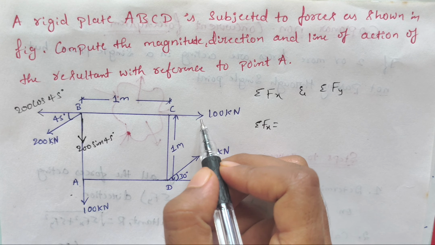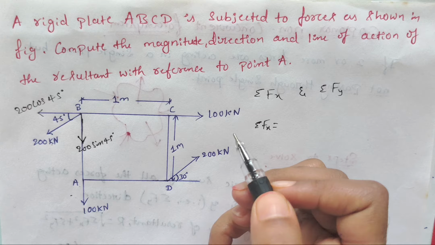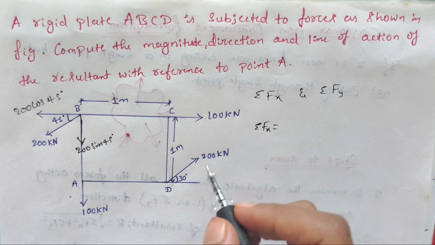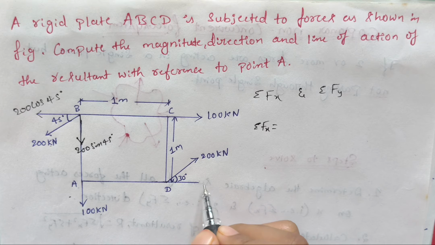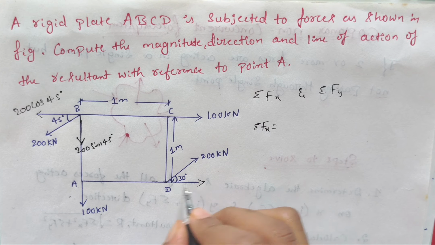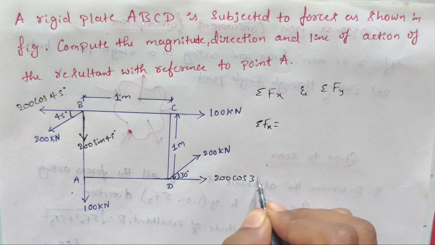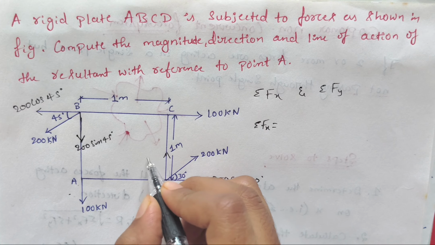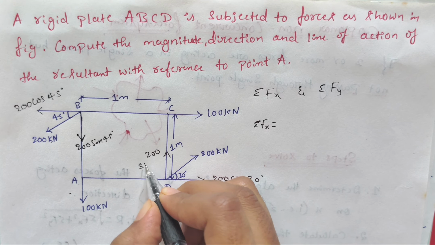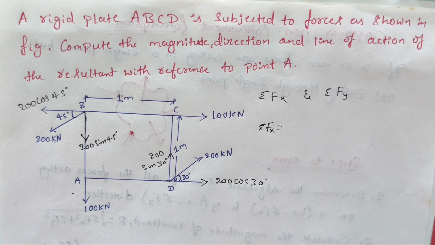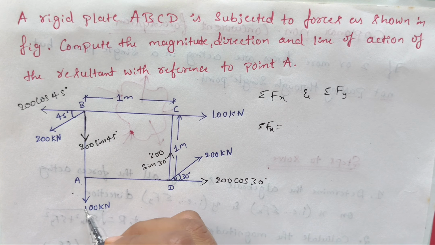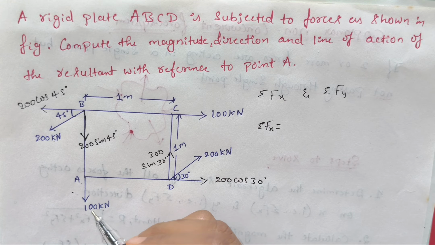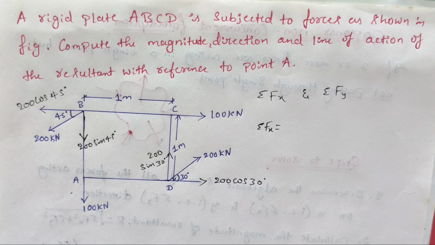And this force is purely on the x-axis itself. There is no inclination, so we are not going to find any horizontal and vertical component for this. Next, come to this inclined force. This horizontal force will be 200 cos 30 since the angle is made with respect to the x direction. And the vertical force will be 200 sin 30 degrees. And this force is purely vertical and lying on the y-axis itself, so there is no horizontal component for this.